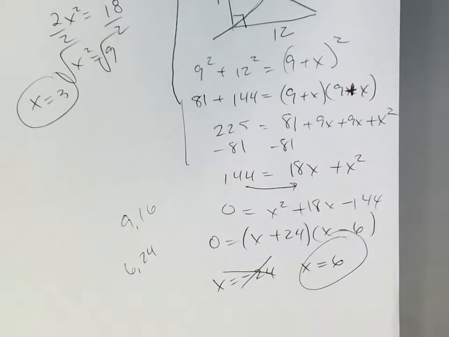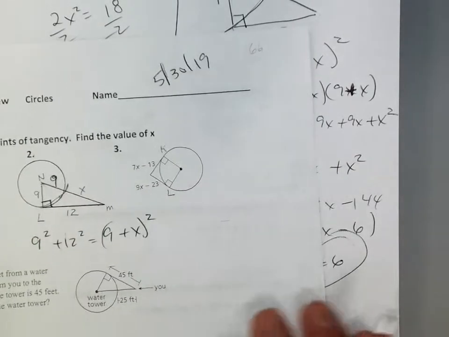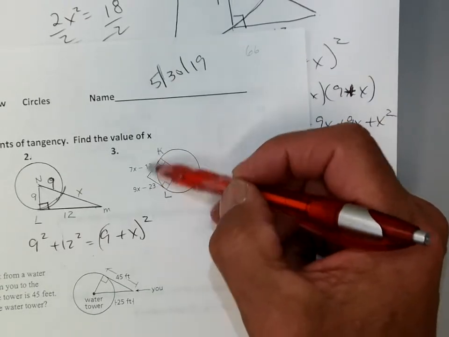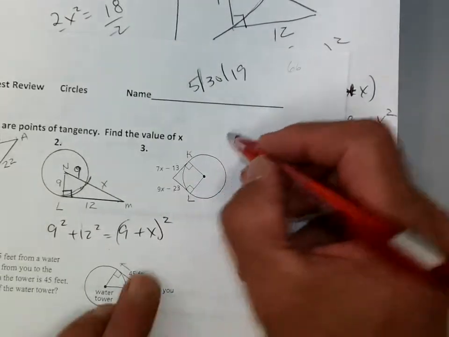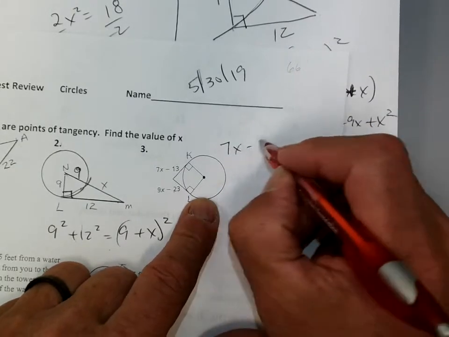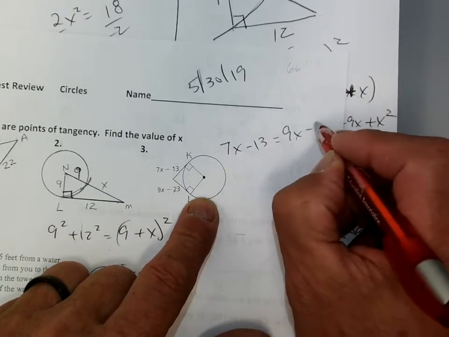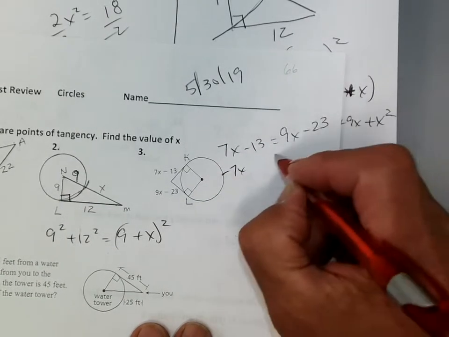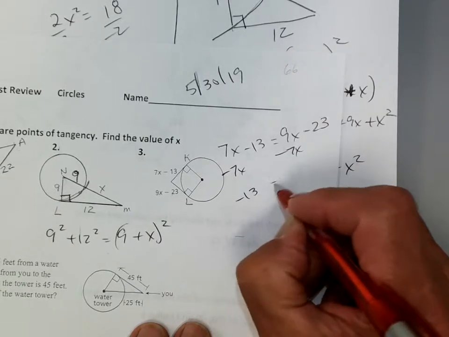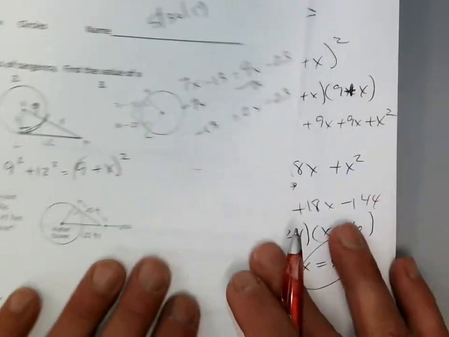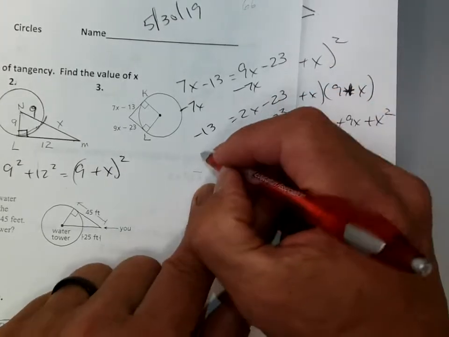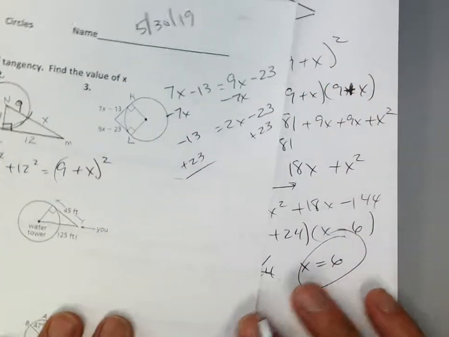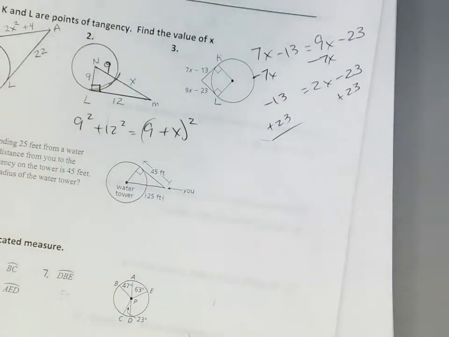Cool. Okay. Number 3. All right. So these two obviously have to be equal. You guys agree on number 3? Right angle? Yeah, because of the right angle. So I've got 7x minus 13 equals 9x minus 23, right? Are those two different right triangles? They are two different right triangles. So minus 7x, minus 7x. Negative 13 equals 2x minus 23, right? Yep. Plus 23, plus 23. Yep, that's the one. Minus.